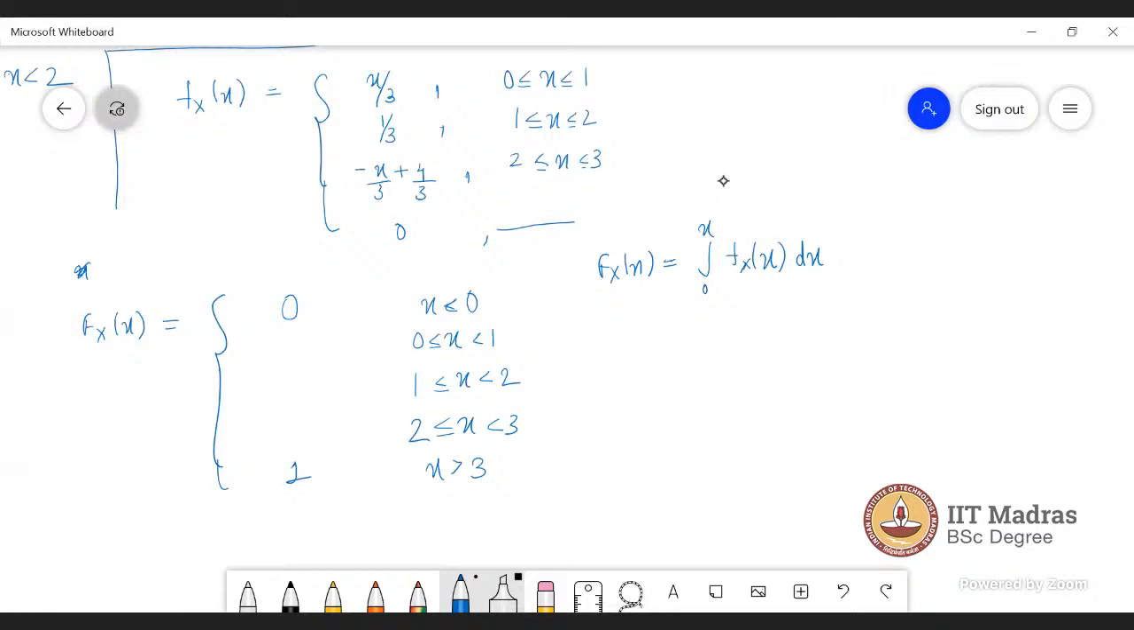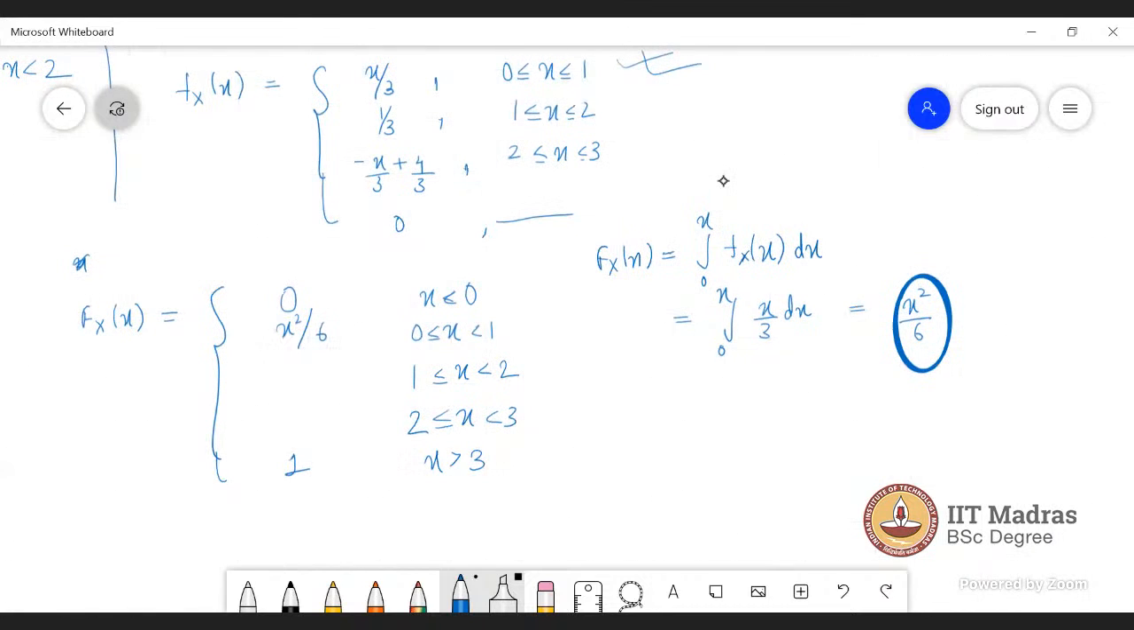Okay, so first we are talking about the interval 0 to 1. So you will take the integral from 0 to x. What is f(x) here? It is x by 3. So x by 3 dx from 0 to x. If you do the integration, you will get x square by 6. After substituting the limit, it is x square by 6. So we will write here x square by 6.